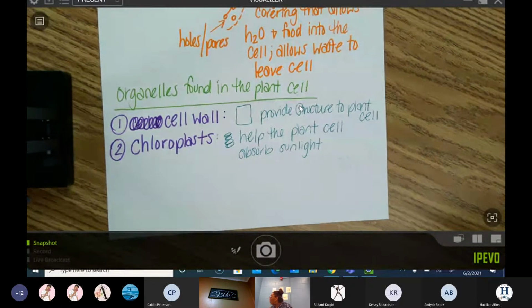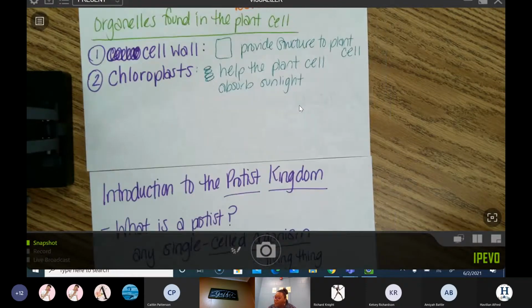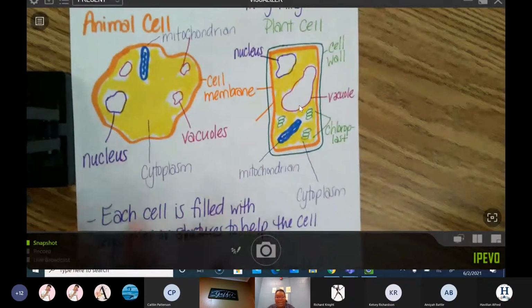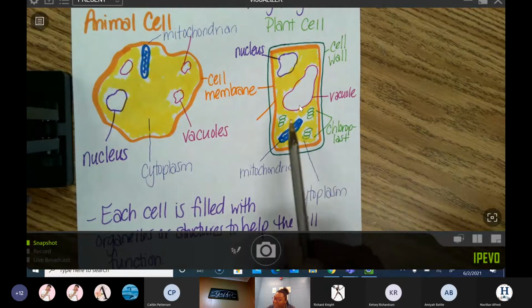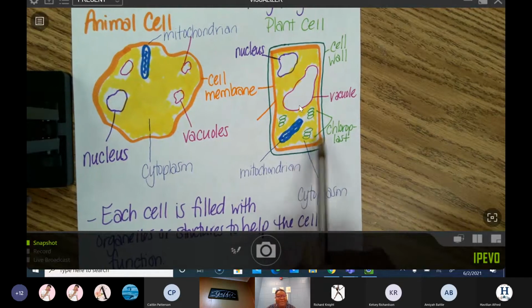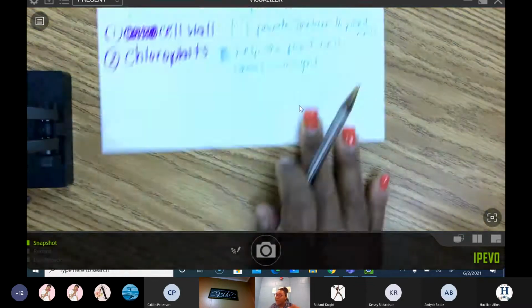If you'd like to, you can go back in your notes, and I'll show you the picture in a second. If you like to, you can go back in your notes and find the picture that we drew of the plant cell, and you may want to add some green discs there and label them as the chloroplasts. Okay? Just in case you didn't finish there.